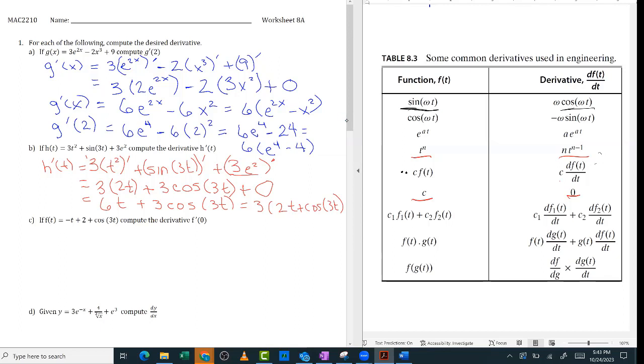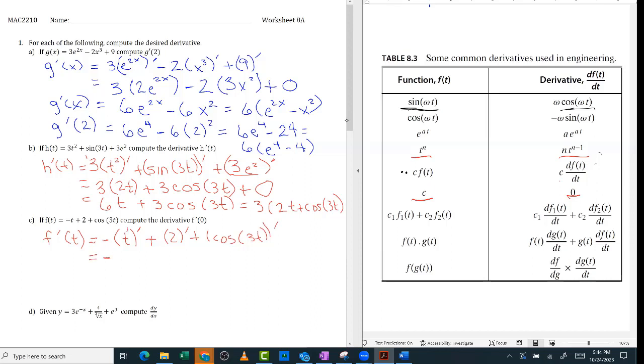That's the derivative. Number C. If f of t equals minus t plus 2 plus cosine of 3t, we want to first compute the derivative and then let t equal 0, which gives me f prime of t equals, the derivative of t is going to be 1. We have minus t prime plus 2 prime plus cosine of 3t prime.